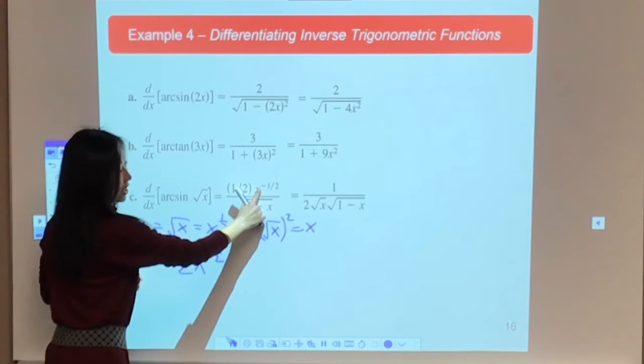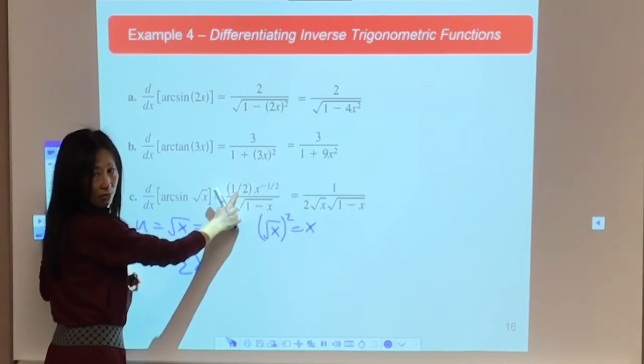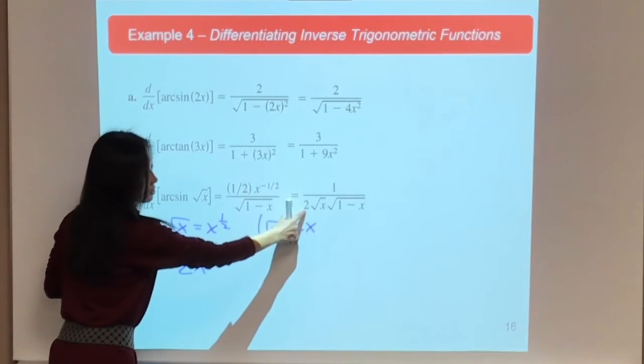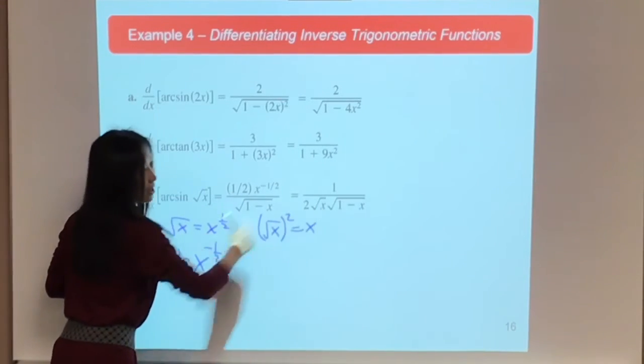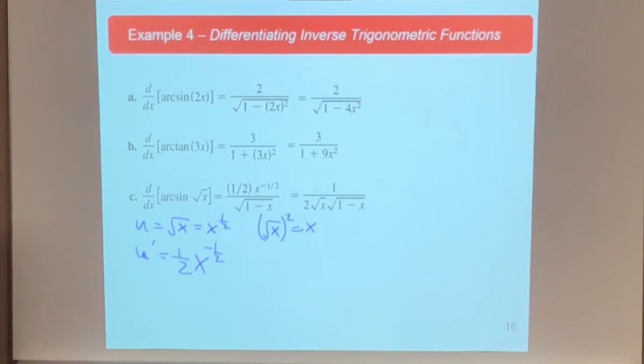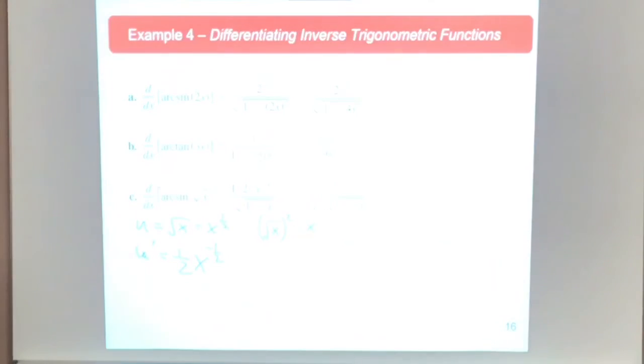This goes to the denominator and this goes to the denominator. Is everybody with me? It's 1/2, so the 2 needs to go to the denominator, and this needs to go to the denominator. That's why you have that as your answer. Okay. Is everybody with me? So far so good?